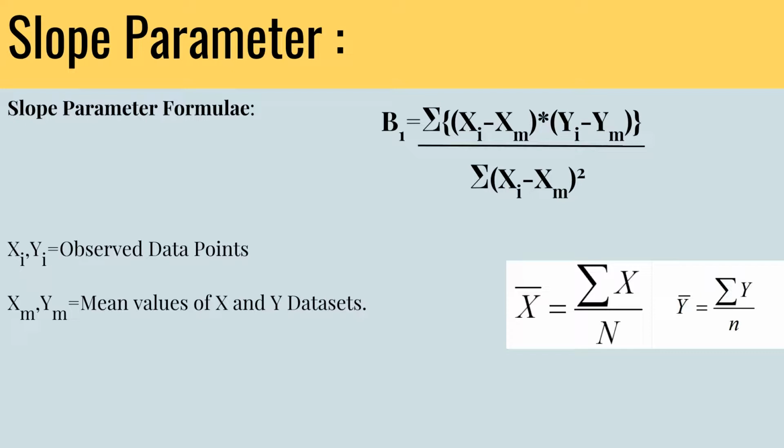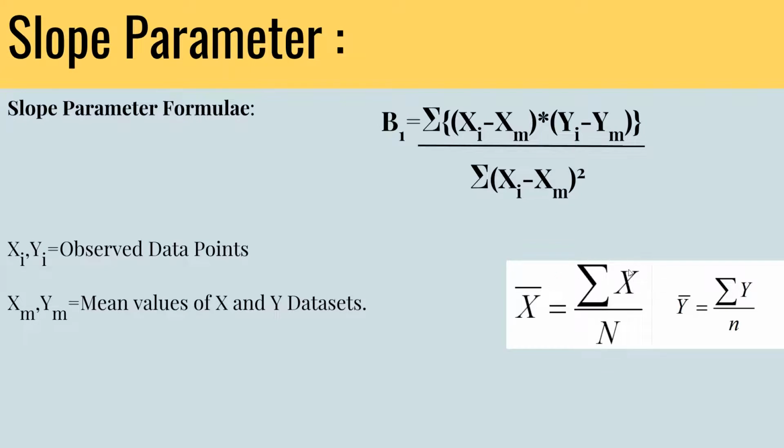I can simply tell you the formula for the slope parameter. As you can see on your screens, b1 equals the sum of the product of xi, where xi is our observed data point and xm is our mean. Mean, let me tell you, is calculated as you can see below. Mean is the sum of the total x divided by n.